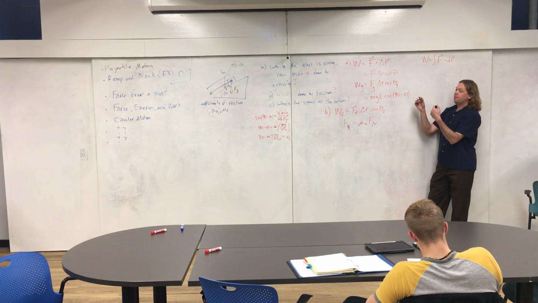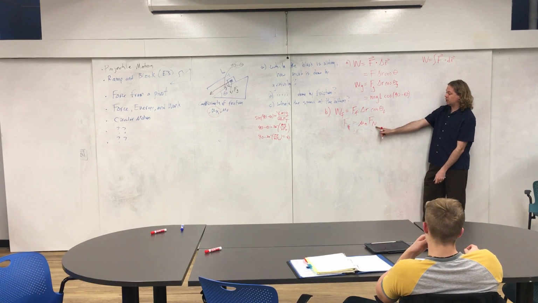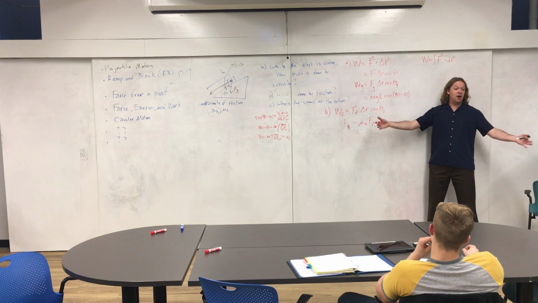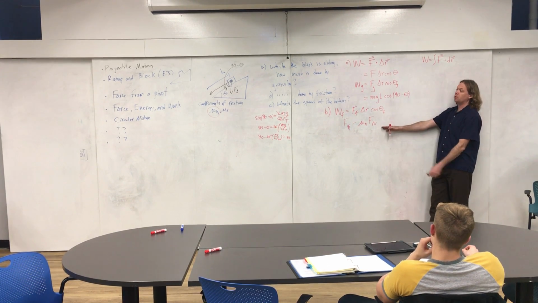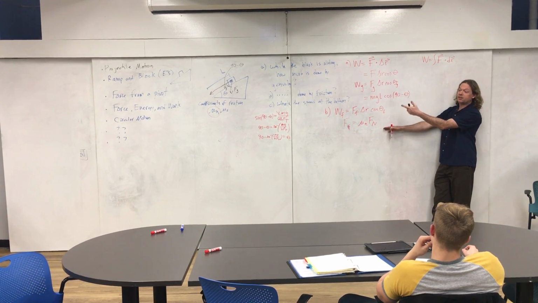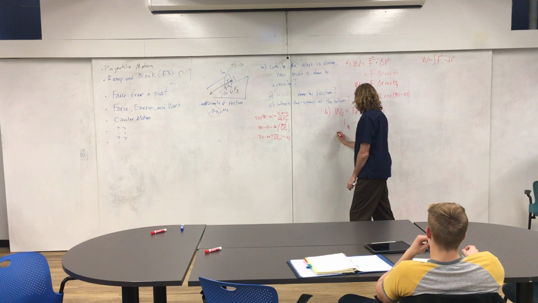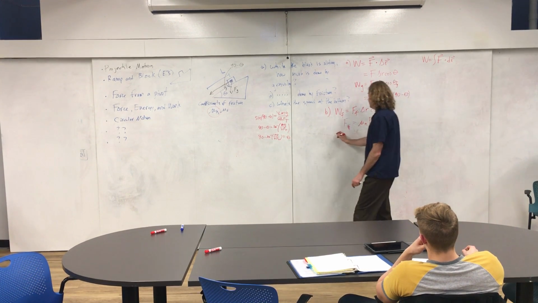Cool. But the trick is, and what a lot of people did, is they just put in mg for the normal force, right? That's true if I'm standing on the ground on a flat surface. But it's not true for something that's on a ramp. For something on a ramp, you have to solve Newton's second law to figure out what the normal force is. Specifically, you have to solve Newton's second law in the y direction.